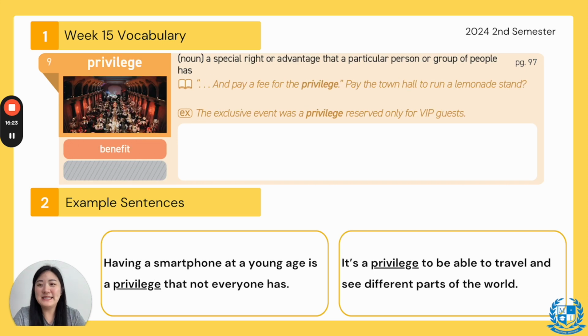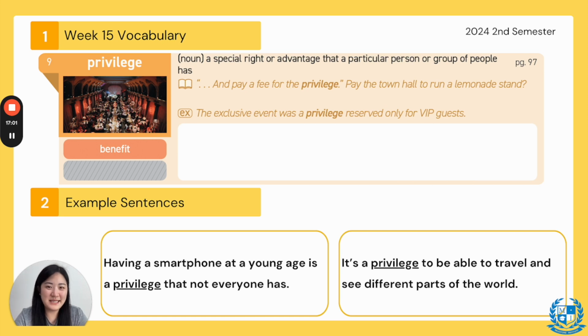Number 9, everyone say privilege. Privilege. The synonym is benefit, and it is a noun meaning a special right or advantage that a particular person or group of people has. So it's basically saying a benefit that you have, a privilege, a special right. In our book it says, and pay a fee for the privilege. Pay the town hall to run a lemonade stand. So privilege, meaning you having the extra ability to do it.